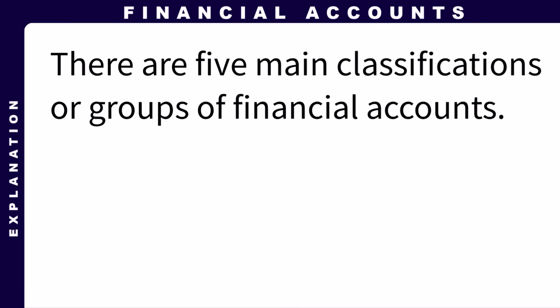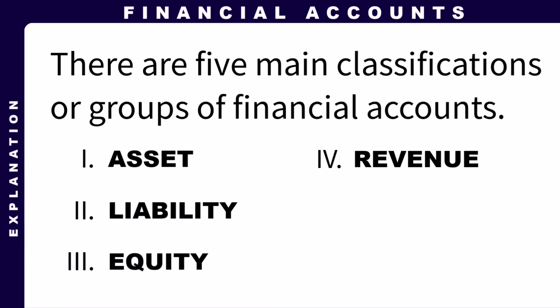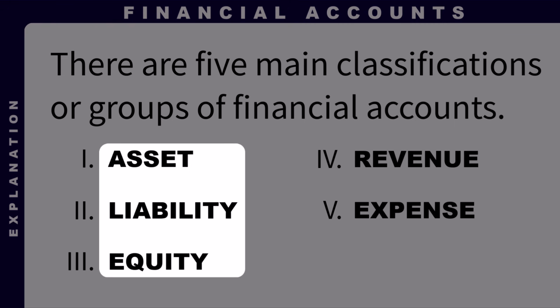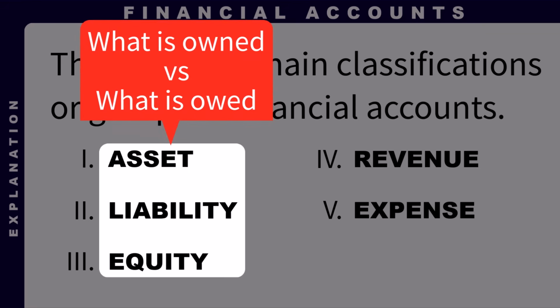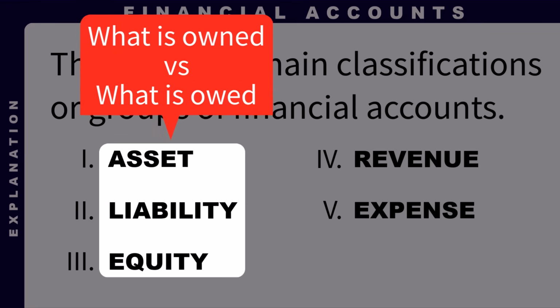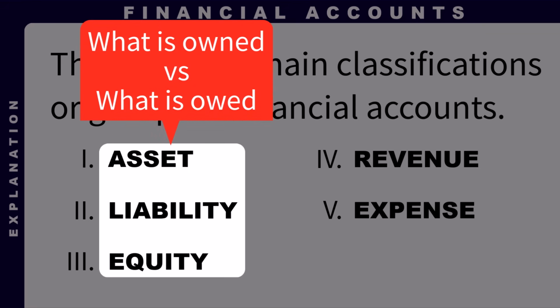There are 5 classifications or groups of financial accounts: asset, liability, equity, revenue, and expense. In a second, we will define and explore each one of them. But for now, simply note that the accounts you see on the left here, asset, liability, and equity, represent what is owned versus what is owed by an entity at a specific point in time. In other words, they answer the question, how much is an entity worth? Which is everything owned by the entity, that is the entity's asset, minus its debts or liability at a specific point in time, such as now or at the end of last year, and so on.